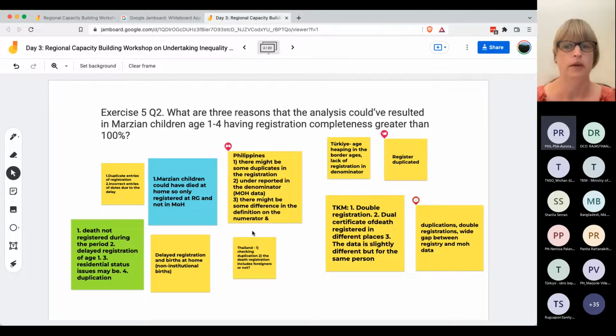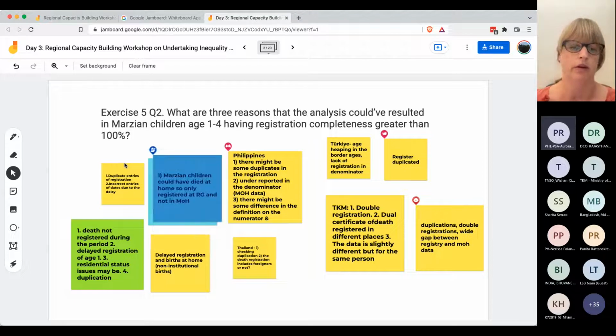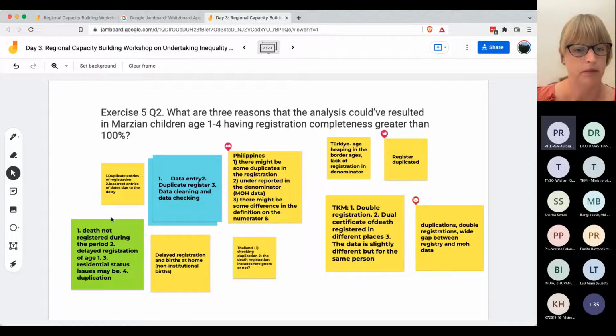Okay, so a number of you have posted your thoughts on the Jamboard so far, and I see that a lot of you have mentioned duplicate registration, and so that's a big factor. That would be your first, perhaps, red flag, you know, why we are seeing over 100%. If you have a death registered, the same death registered more than once, then that would artificially boost your registration completeness, right? Let's see what some other, so we have some incorrect entries of data. Yep, so that's probably also a consideration.